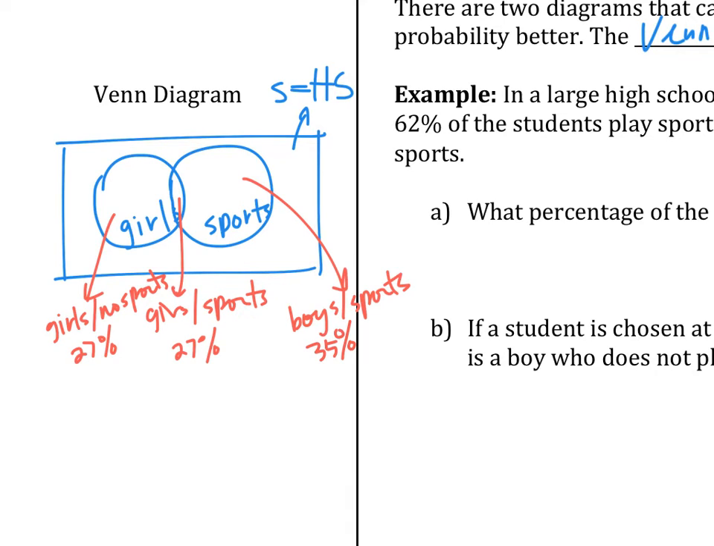Okay, we only have one last part that we have not identified, which is this part that's inside the sample space but outside the two circles. So you ask yourself, what does this part represent? Well, the only leftover choice, out of girls and sports and boys and sports, is boys who don't play sports.